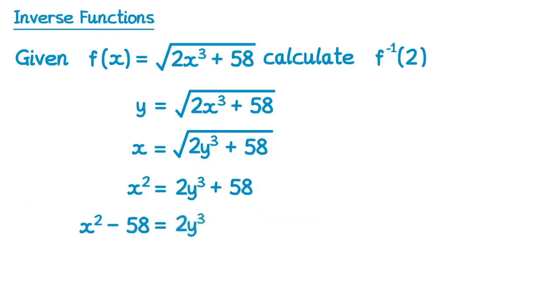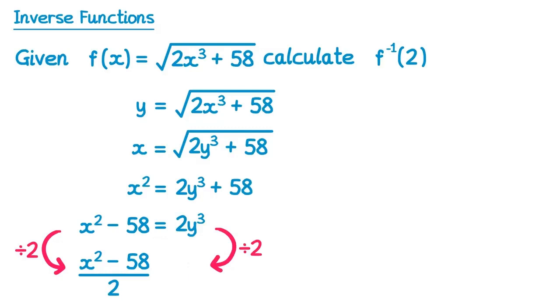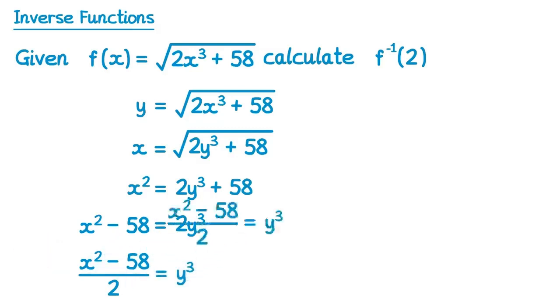Now we can divide both sides by 2. On the left hand side, that's just x squared minus 58 divided by 2. And on the right hand side, that will cancel the 2, leaving you with y cubed. There's one more step of rearrangement to do.